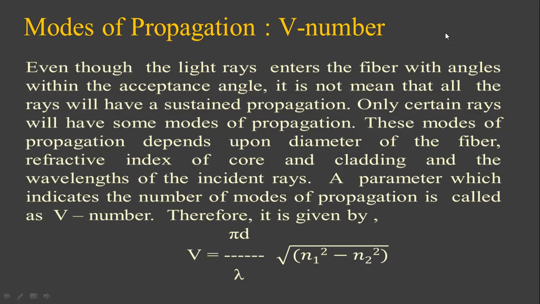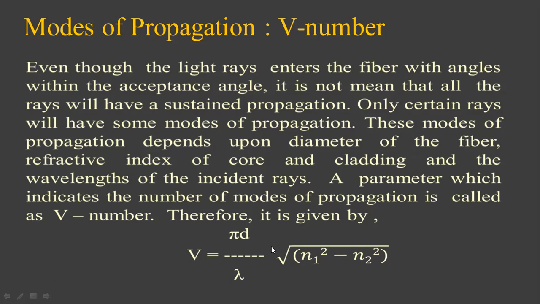number. Therefore, it is given by V equals pi d divided by lambda into root of n1 square minus n2 square. So actually this parameter indicates the numerical aperture. Instead of writing this, you can also write the numerical aperture here, NA. So this is such a number called the V number. So that indicates the modes of propagation of the light rays inside the optical fiber.